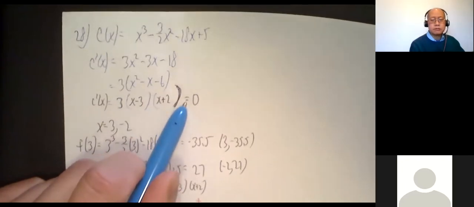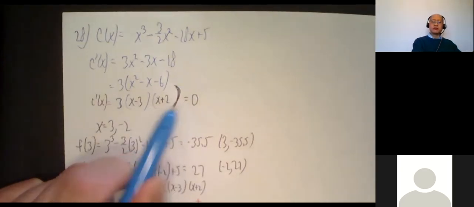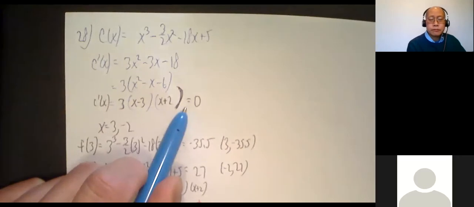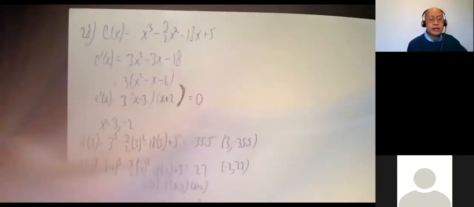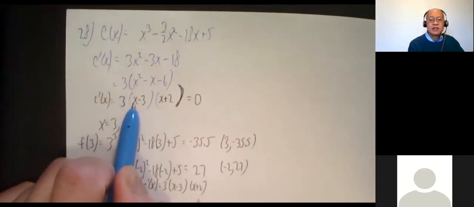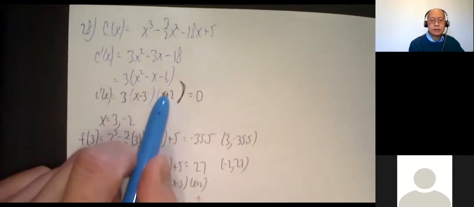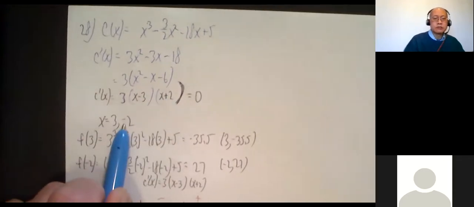Set it equal to 0. Again, I'm supposed to say set it equal to undefined, but this is never undefined. So we're good. Okay, so by the zero factor property, either this is 0, impossible. How can 3 be 0? This is 0, x equals 3. This is 0, x equals -2.